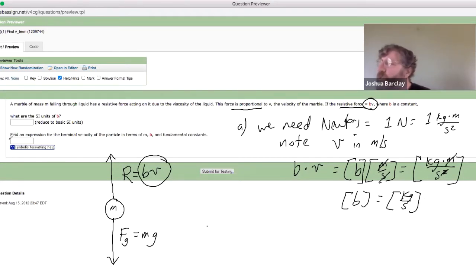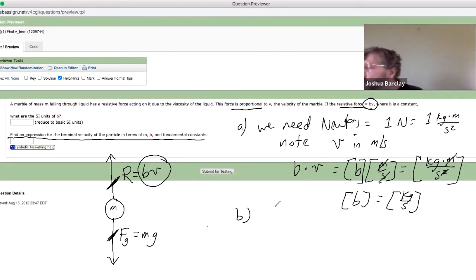Now I want to find an expression for the terminal velocity of the particle. We have to understand what terminal velocity is. What does terminal velocity mean? Anybody know? It's not accelerating anymore. So that means the net force has to be zero. That means this force has to be equivalent in magnitude to that force, right?